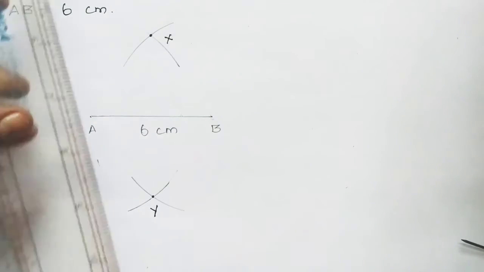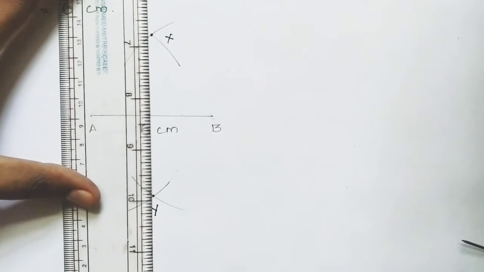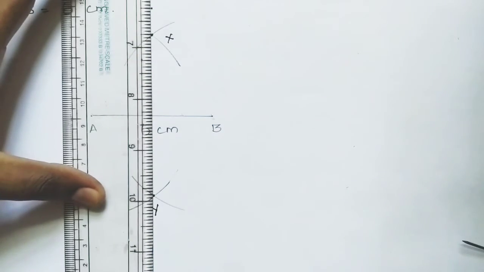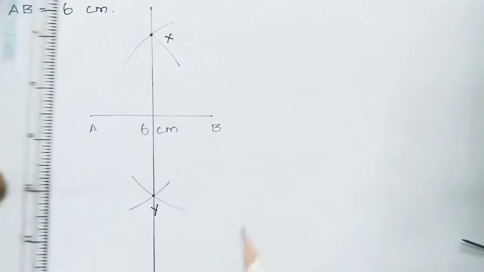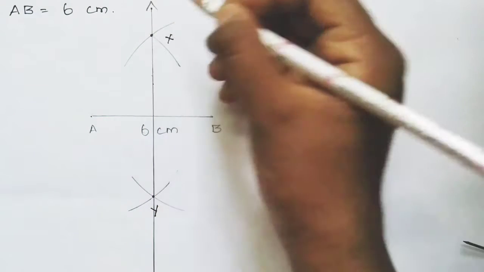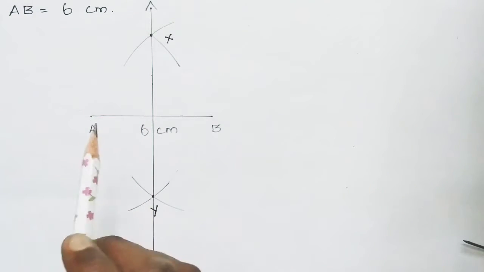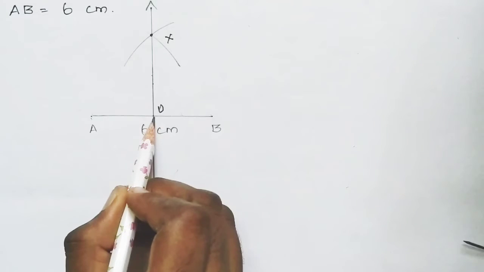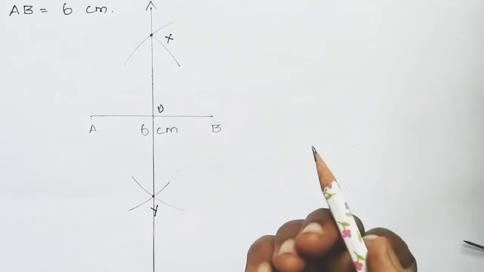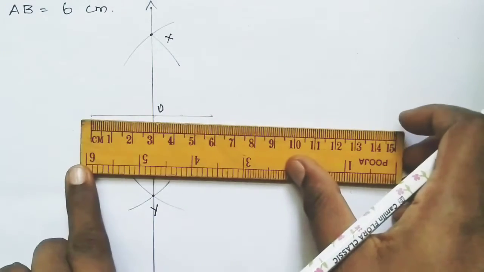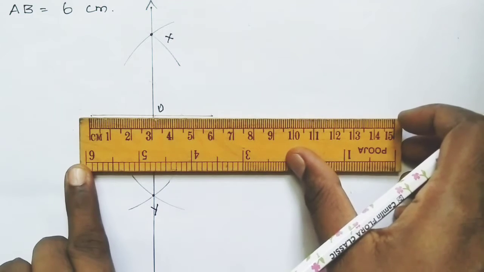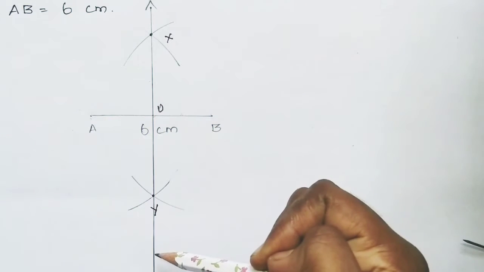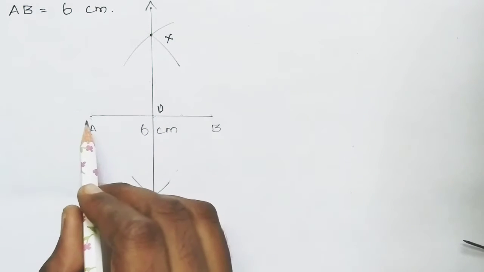Now join by using a pencil. It is a line, so put an arrow mark above and below. Now mark this point as O. AO is 3 centimeter and OB is 3 centimeter. Let me check. It is 3 centimeter, 3 centimeter, right? So XY is the perpendicular bisector of AB.